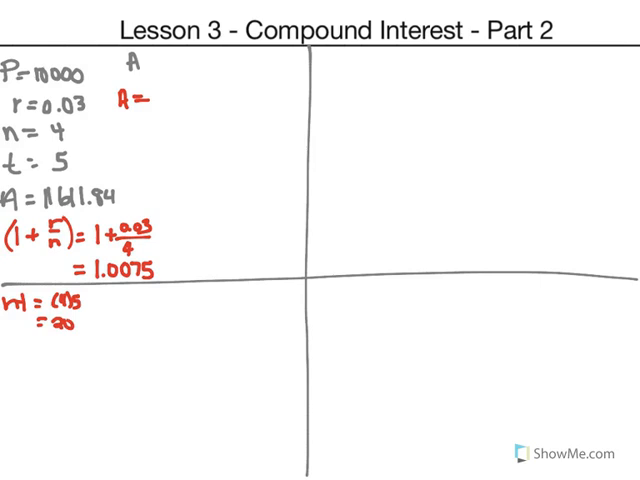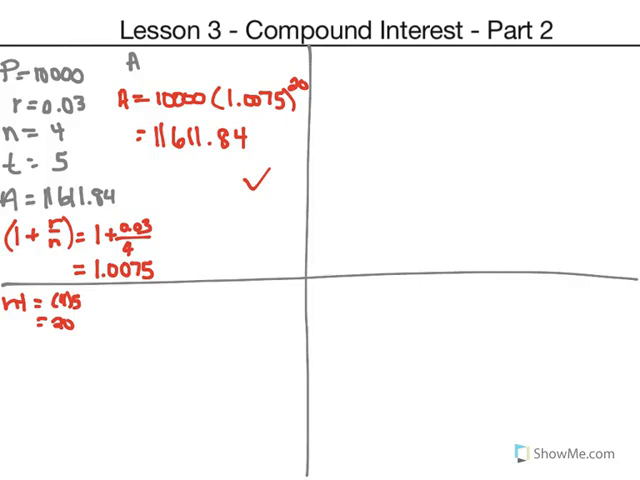Alright, so we have 10,000 times 1.0075 to the power of 20, and you should get $11,611.84. So that works to find the future value.